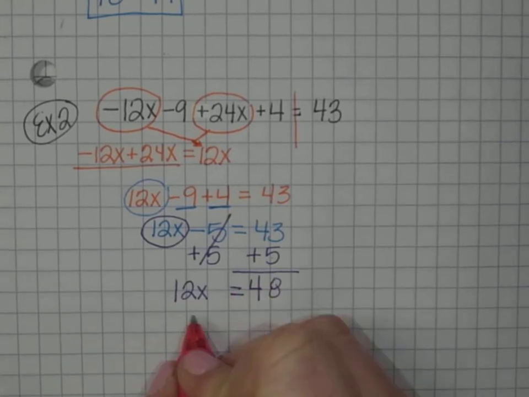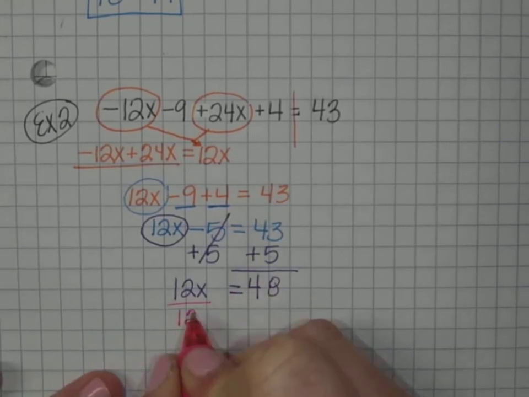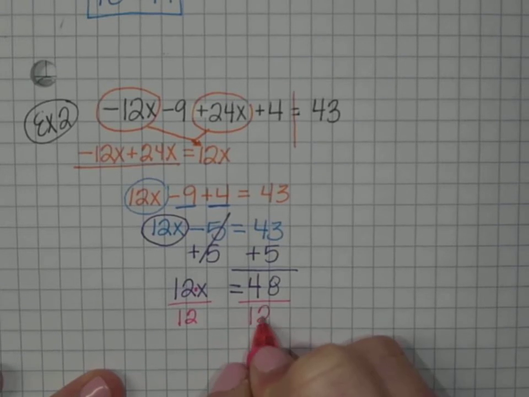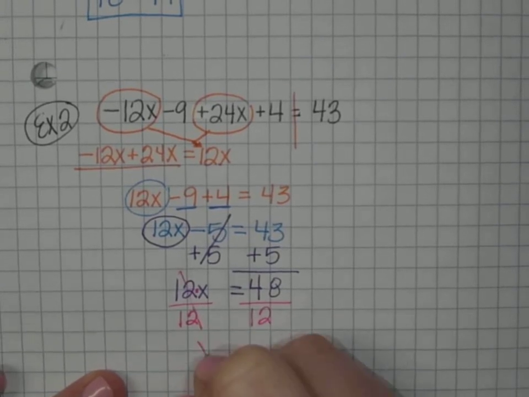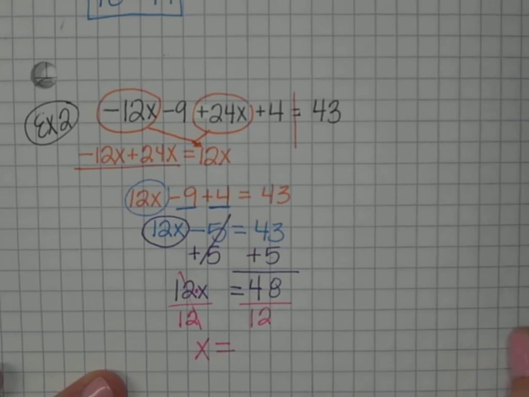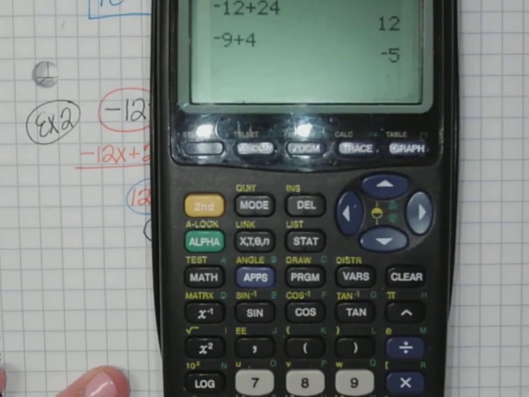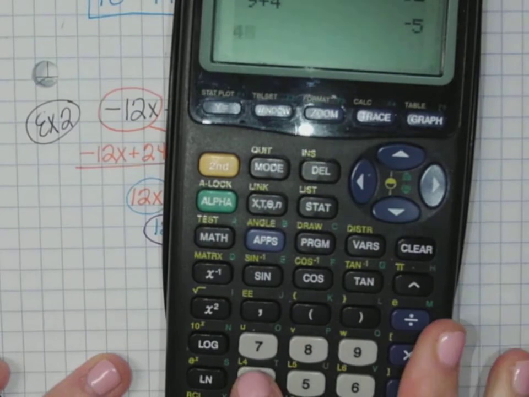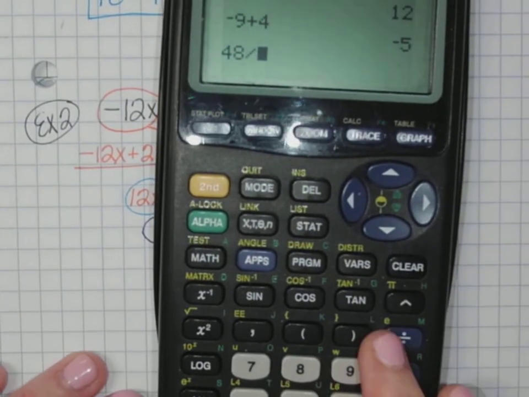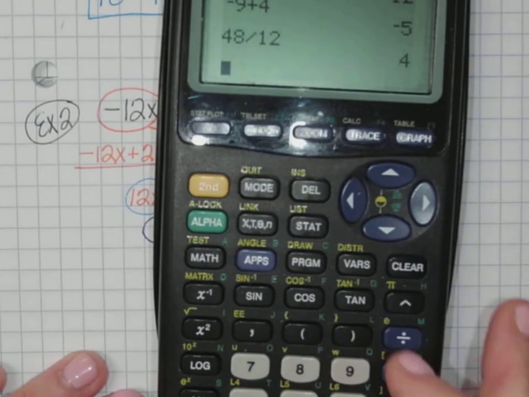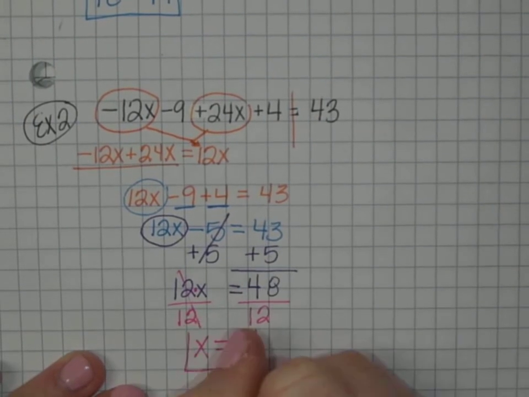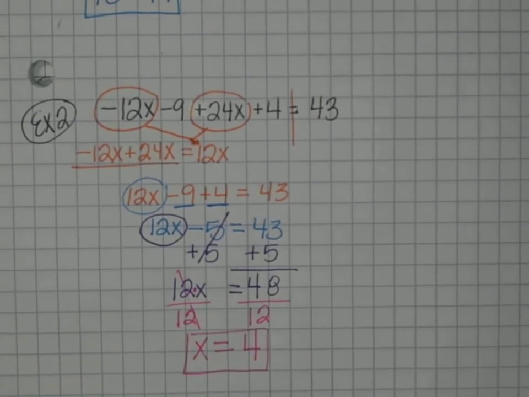Okay, now divide by 12, because 12 times x, the opposite of multiply, is divide, and divide cancels. x equals 48 divided by 12. Oh, I said that backwards. 48 divided by 12 is 4. So my answer would be 4. Okay, 2 more problems.